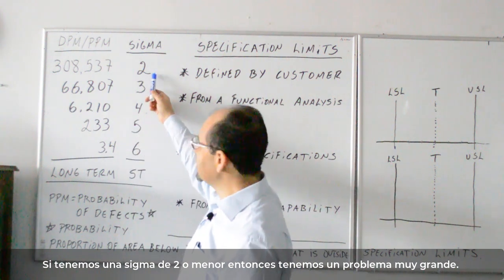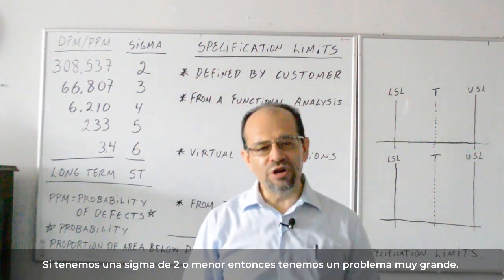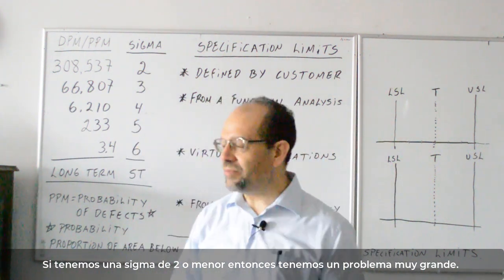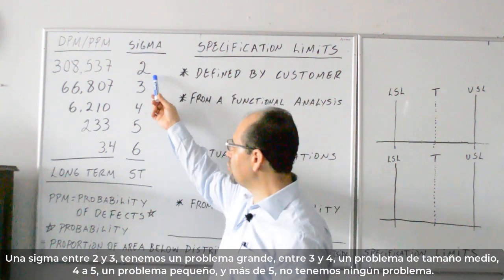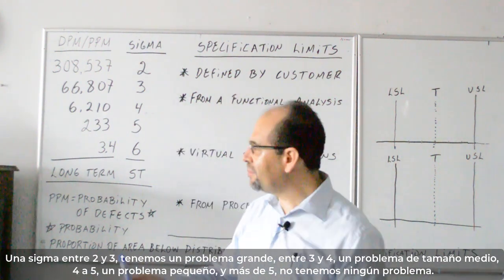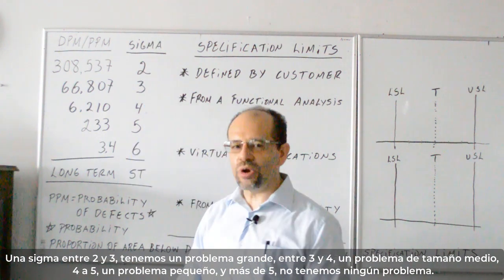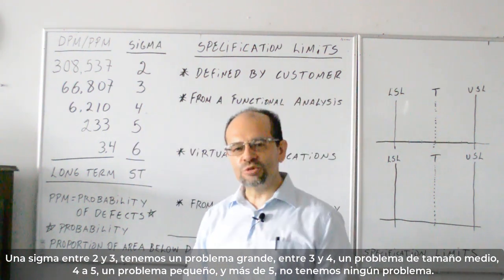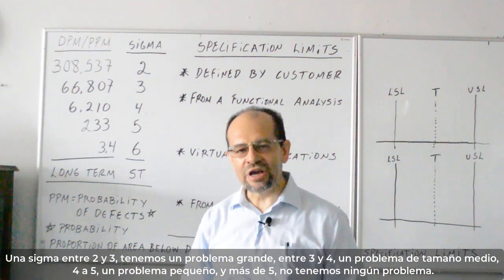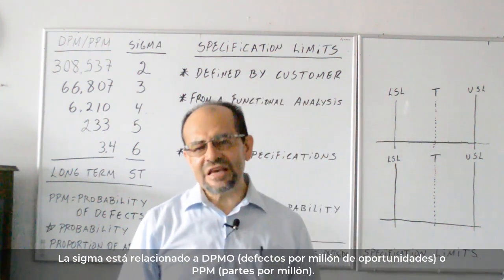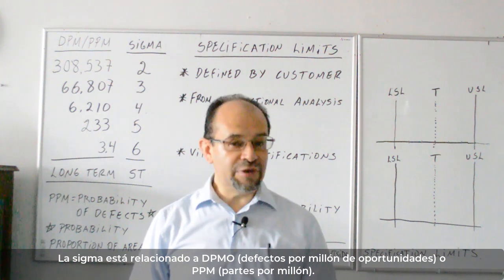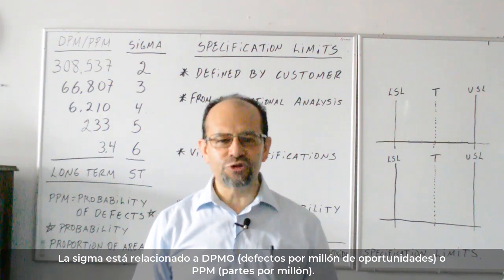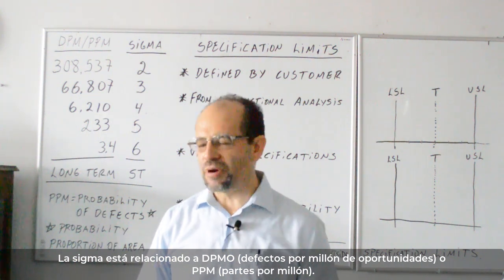If we are having a sigma of 2 or smaller, we are going to have a very big problem. If we are having a sigma between 2 and 3, we are having a big problem. A sigma between 3 and 4, we are having a medium-sized problem. 4 to 5, a small problem, and more than 5, we have not a problem. The sigma is related to DPMOs, defects per million opportunities, or PPMs, parts per million.